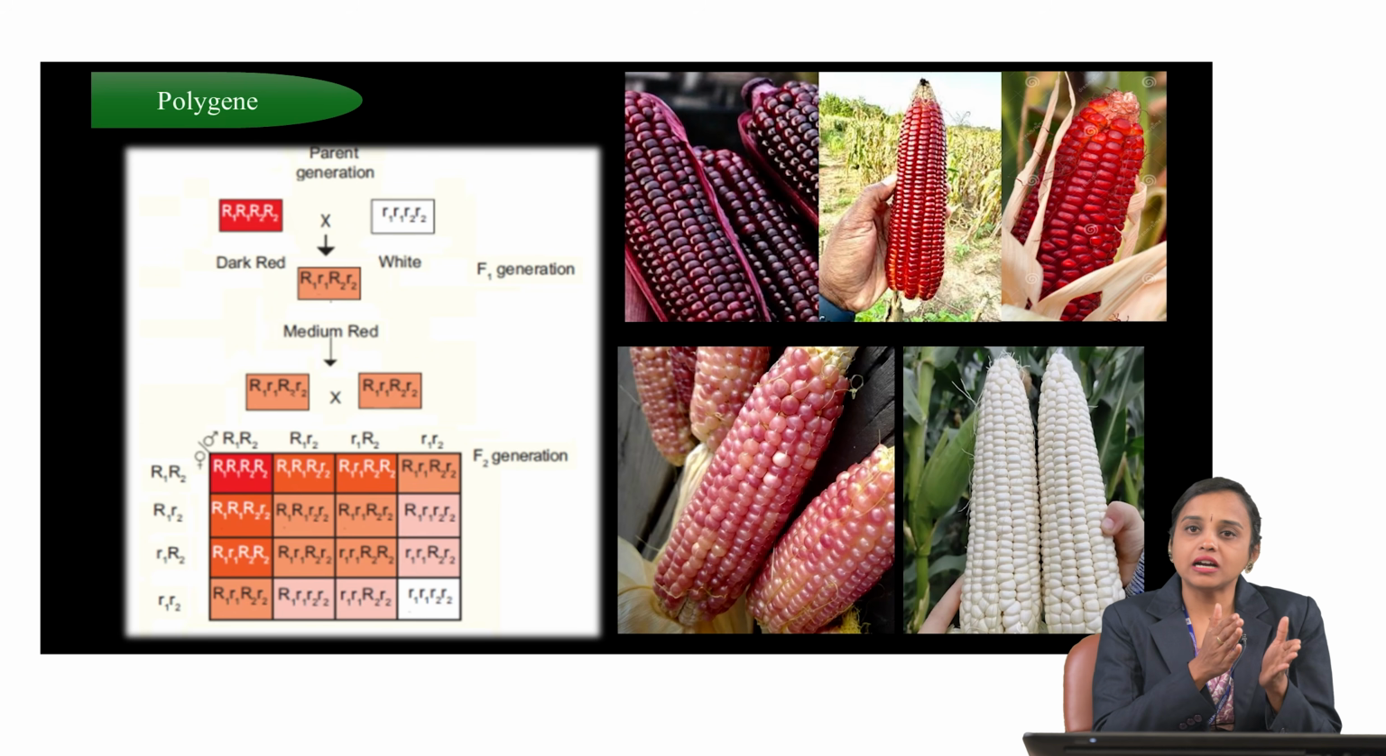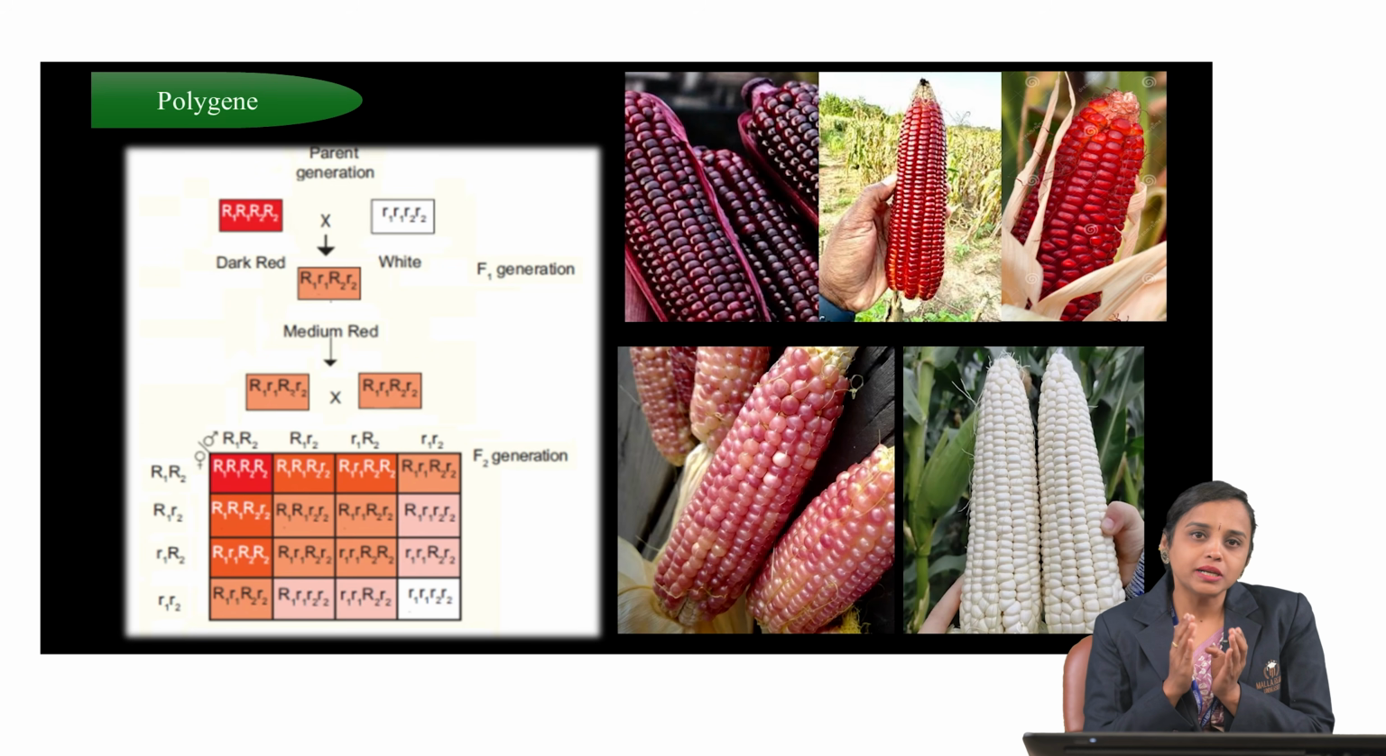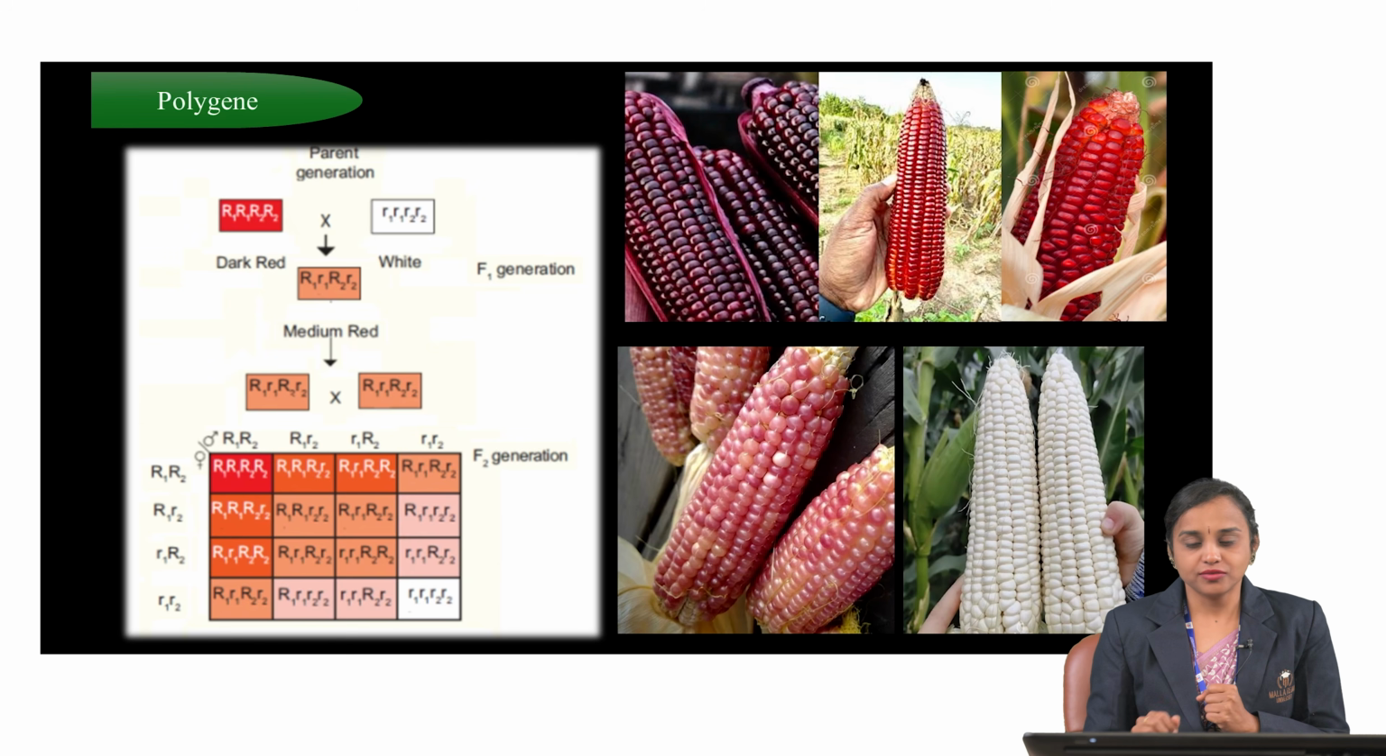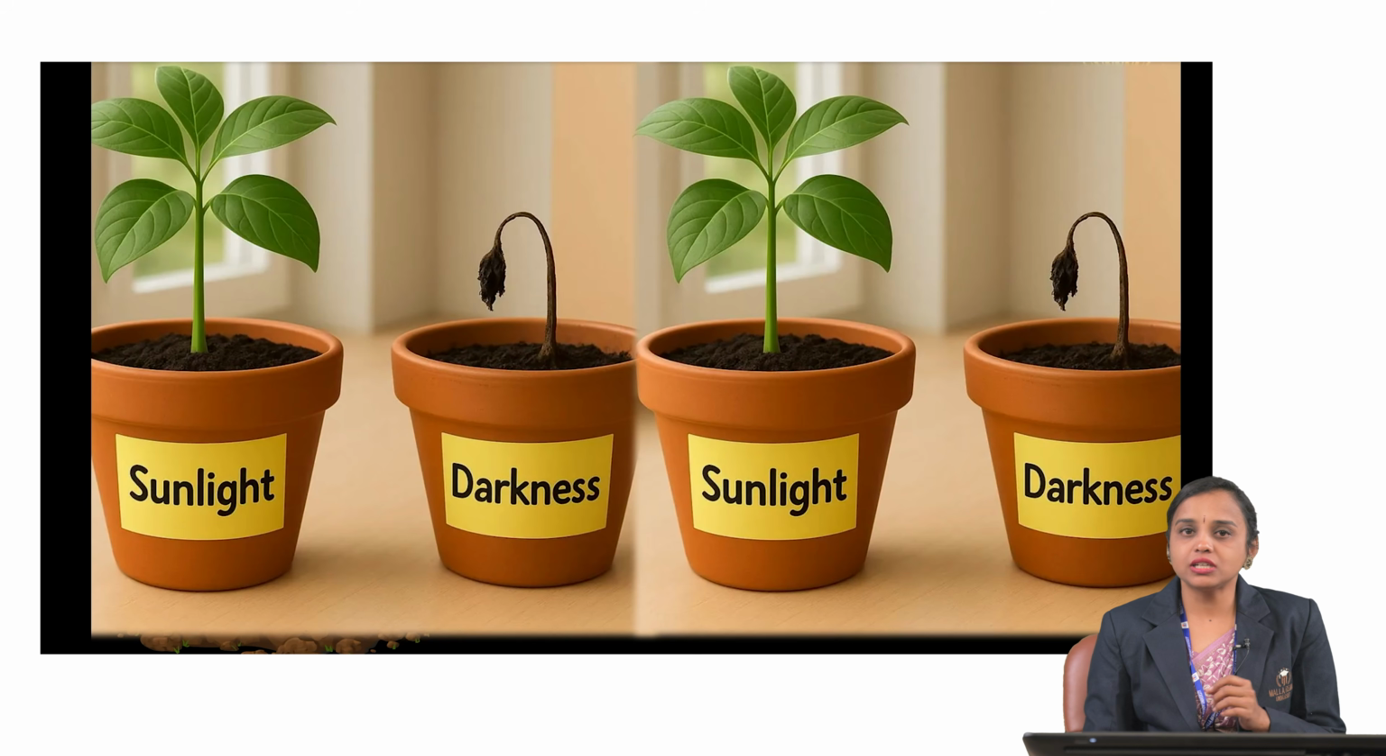which produces dark red, medium red, light red and white kernel color. So these examples explain why traits like skin color in humans, kernel color in maize, and even yield are not simply dominant or recessive, but show a range of variation. Okay, so next, coming to the next concept.